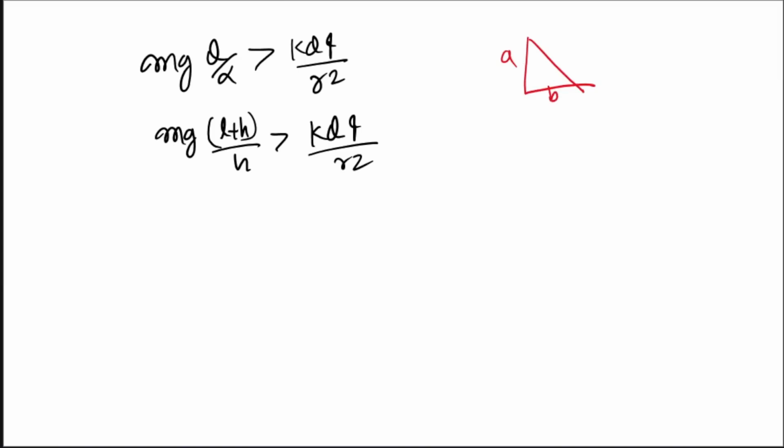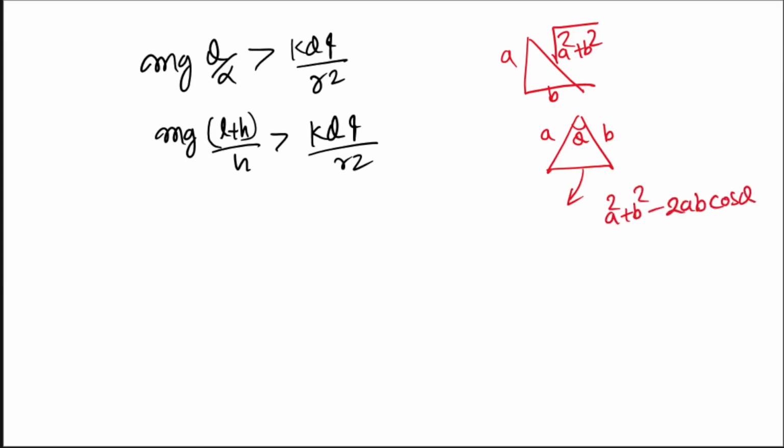If this is a, this is b, we can write it like a square plus b square. But what if the triangle is not a right angle triangle? In that case also we have one formula. Let's say this angle is theta, and this is a, this is b, and we have to calculate the value of this side c. Then you will be writing root under a square plus b square minus 2ab cos theta. This will be the value of c.